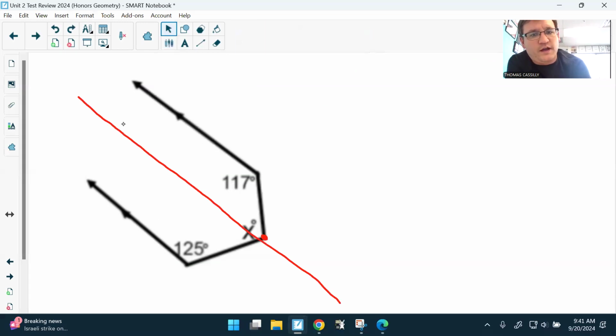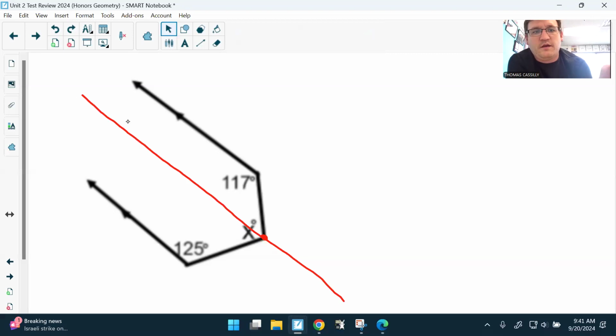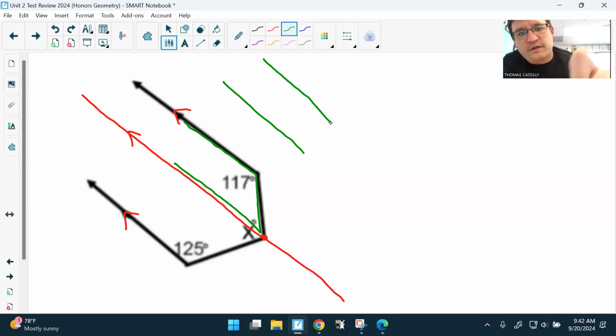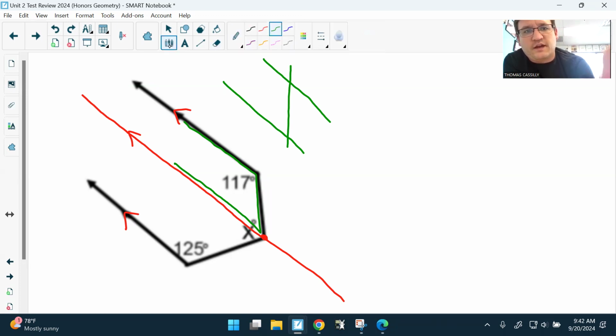So that red line I'm going to draw going through that point. I'm going to say that this line is parallel to the top line. And then we know the top and the bottom are parallel, so we're going to use that controversial transitive property here and say that all three of these lines are parallel. Now, if I just focus on the top two, maybe I draw these separately up here. Then I have that transversal. We have a 117 degree angle in that top corner.